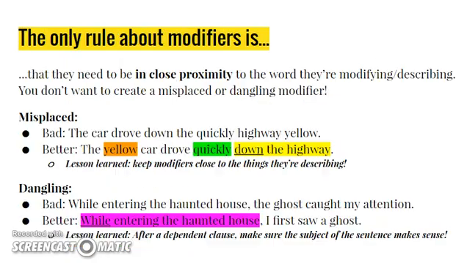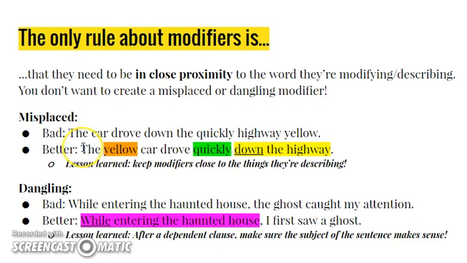But even though modifiers can seem overwhelming, they pretty much just have one big rule. The only big rule about modifiers is that they need to be in close proximity to the word or words that they're modifying. You don't want to create a misplaced or dangling modifier. A misplaced modifier is one that has been separated too far away from the thing being described.